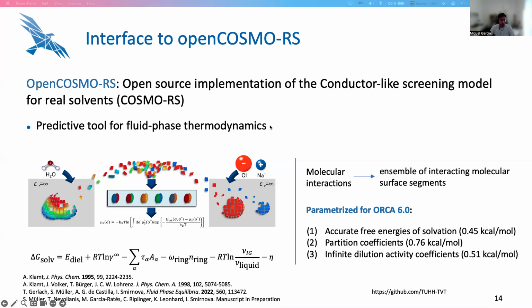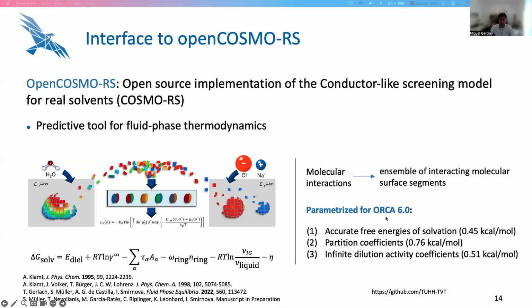The basic idea behind this method is that it is based on information coming from quantum chemical calculations and a fast model to calculate molecular interactions. In this case, the molecular interactions are represented by a set of interacting molecular surface segments on the cavity of the solute and the solvent. So this would be the solvation free energy, comes from the paper of Simon Mueller and co-workers, which are the people that developed OpenCosmo-RS, and the code is also available via this GitHub because it's open source. But in our case, because it has been parameterized for ORCA 6.0, we will ship the executable with our binaries.